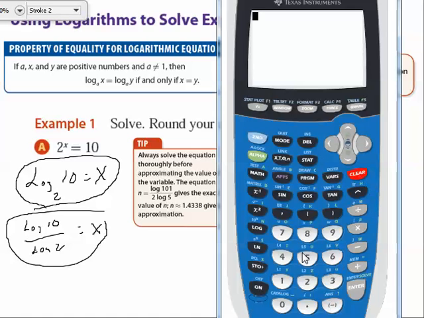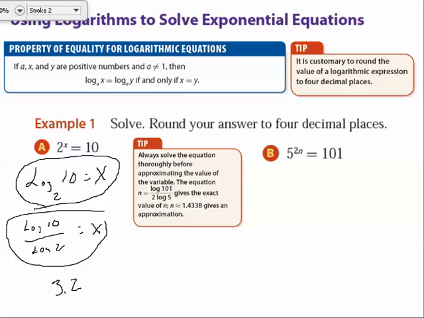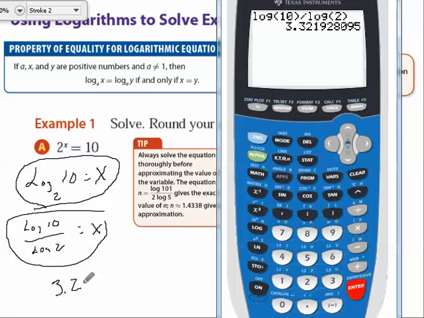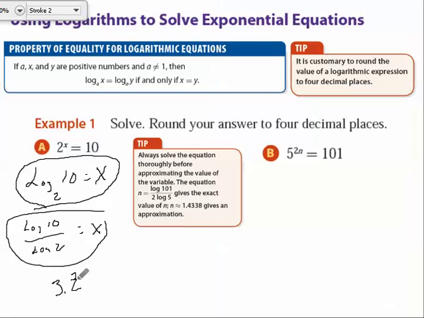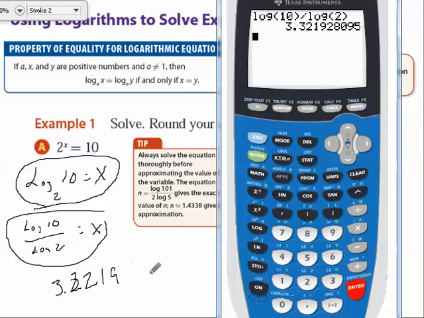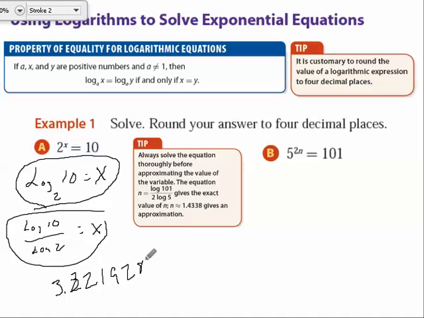So let's look at this. Clear. Okay. So log 10 parenthesis divided by log 2 parenthesis, and what do we get? We get 3.3219280905. Is that right? Yeah. And you can see lots of decimal places here, right?